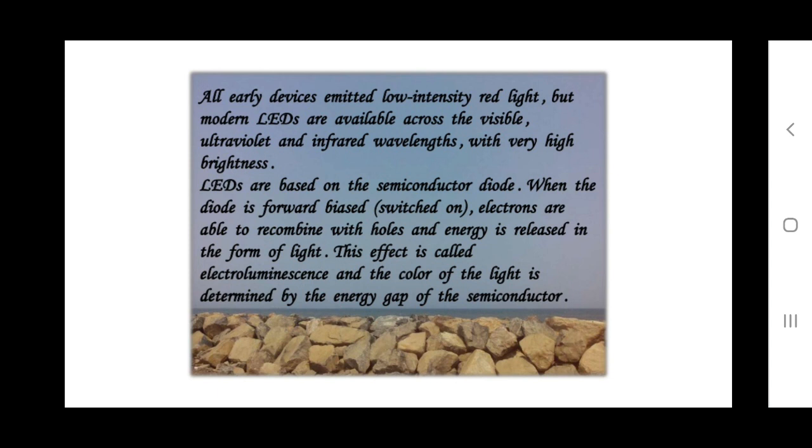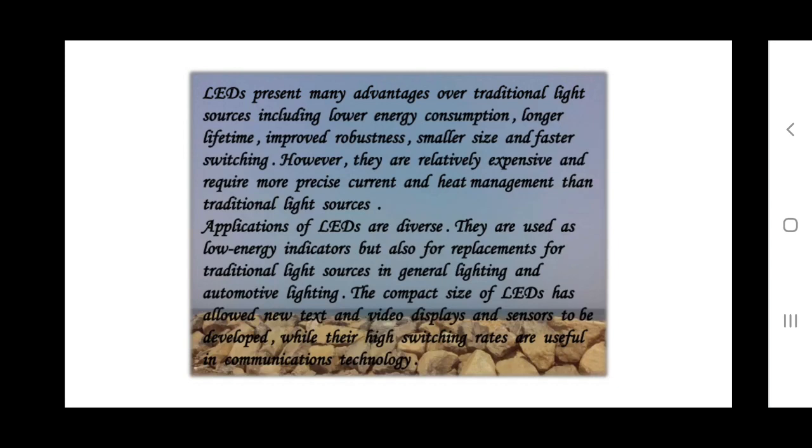Actually, the color is clearer in LED lights, where LED lights present many advantages over traditional light sources, including low energy consumption, longer life, improved robustness, smaller size and faster switching. However, they are relatively expensive and require more precise current and heat management than traditional light sources. Applications of LED devices are: they are used as low energy indicators, but also as replacements for traditional light sources in general lighting and automotive lighting.